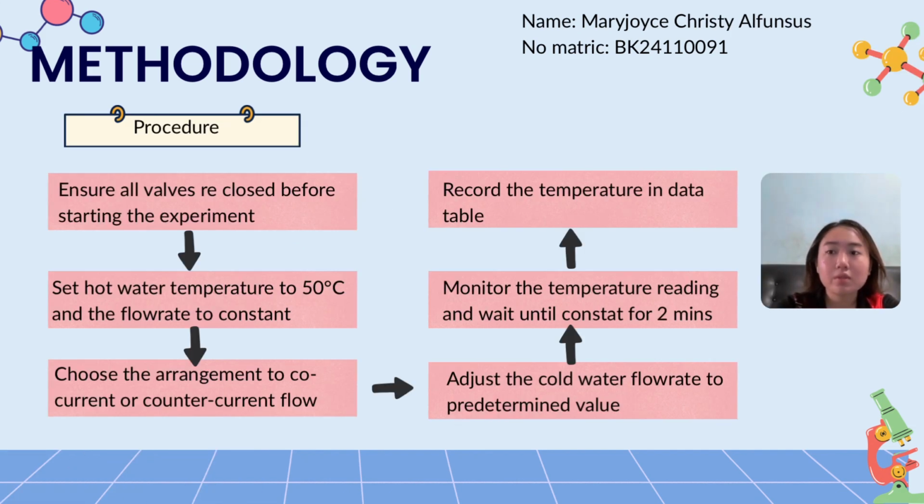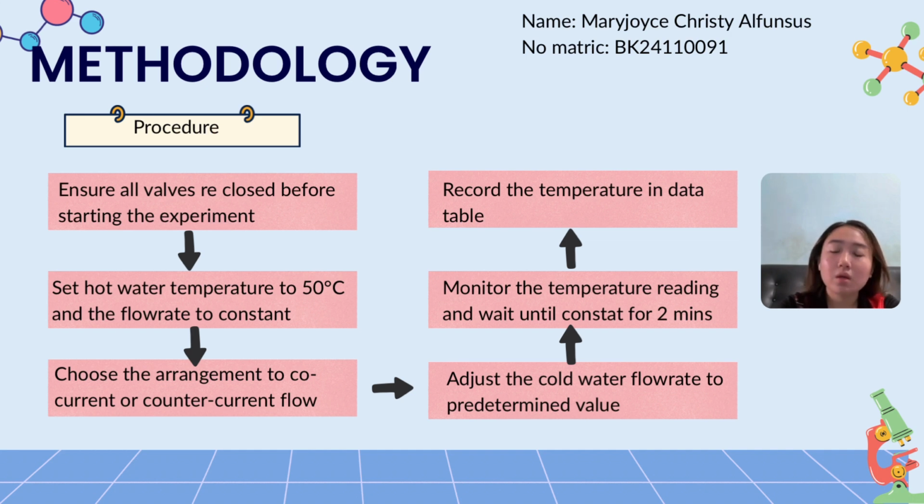The first step is to ensure all valves are closed before starting the experiment. The second is to set the hot water temperature to 50 degrees Celsius and the flow rate to constant. The next step is to choose the arrangement, co-current or counter-current flow. The next one is to adjust the cold water flow rate to a predetermined value. Next step is to monitor the temperature reading and wait until constant for 2 minutes. The next one is to record the temperature in the data table.